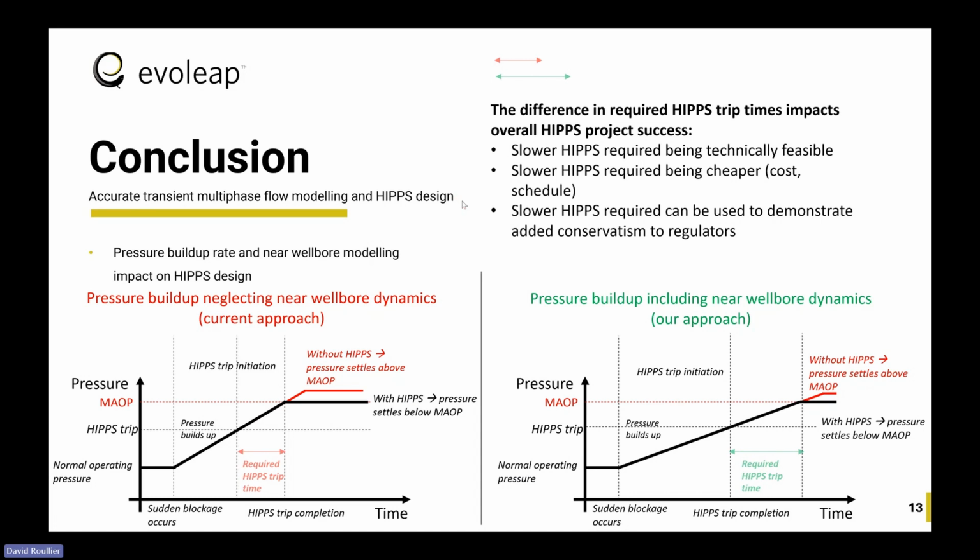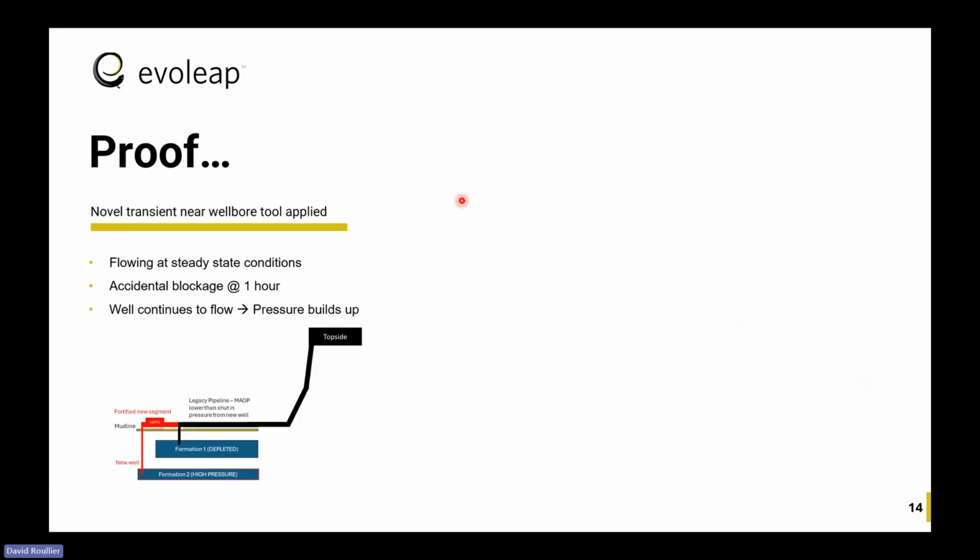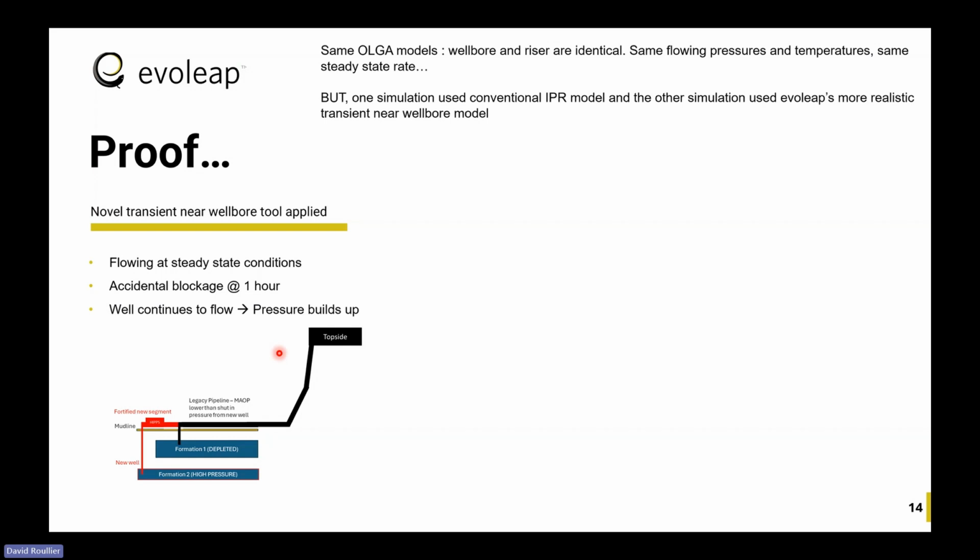Okay, so let's talk about proof of this. All of it has been quite conceptual, but at Evolib we developed a near wellbore transient tool, a fairly complex tool, which is directly included into Olga. And we're going to be modeling an accidental blockage topsides, okay, during peak flow production. We flow at peak flow production for an hour, and the well continues to flow. We shut in, and then the pressure builds up, okay?